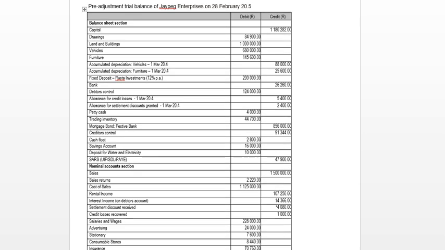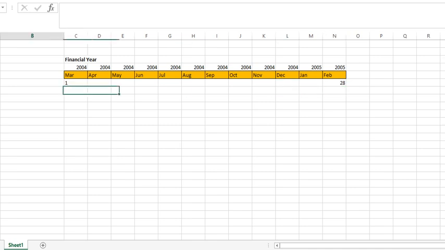So at the end of the financial year, the 28th of February 2005, our balance towards our mortgage loan at Festive Bank was 856,000 Rand. Okay, so that's our balance.